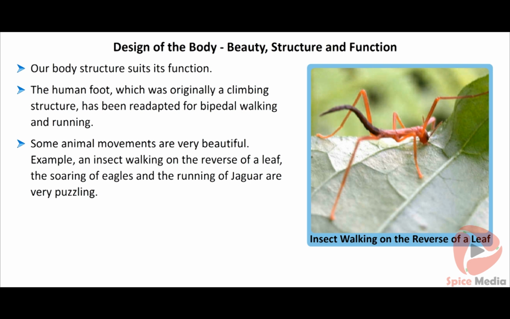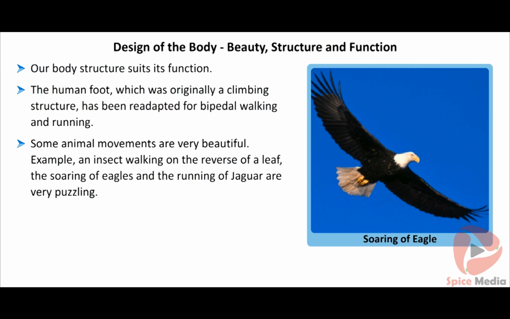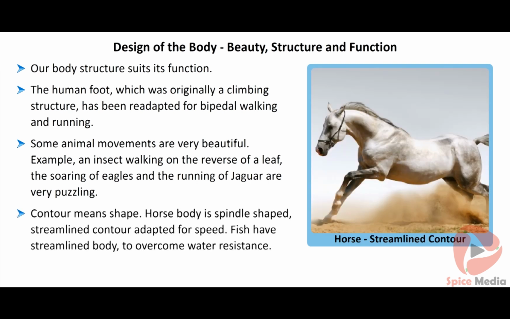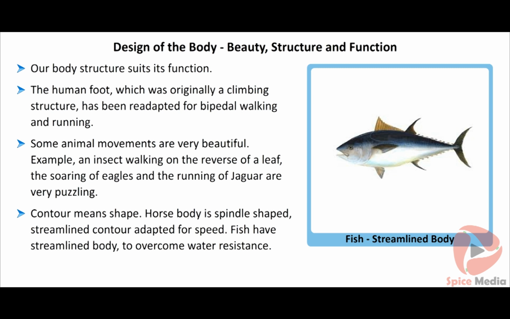Some animal movements are very beautiful. For example, an insect walking on the reverse of a leaf, the soaring of eagles, and the running of the jaguar are very puzzling. Contour means shape. The horse's body is spindle-shaped, a streamlined contour adapted for speed. Fish have a streamlined body to overcome water resistance.